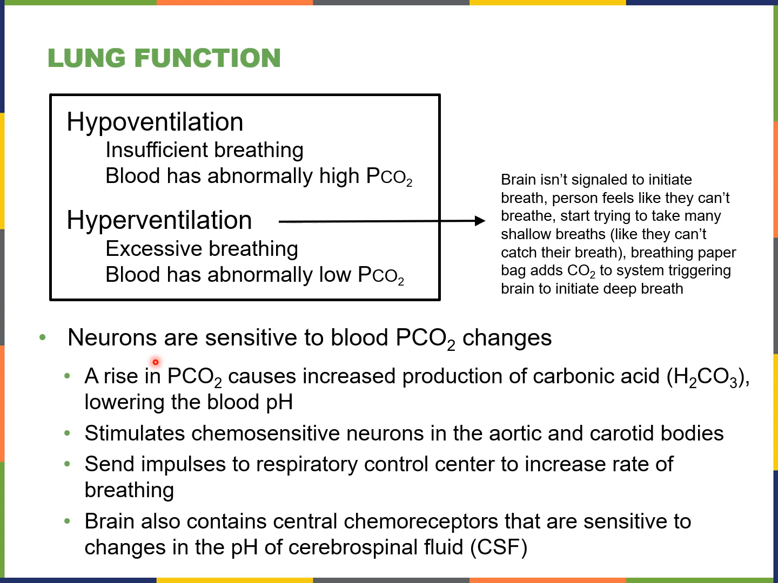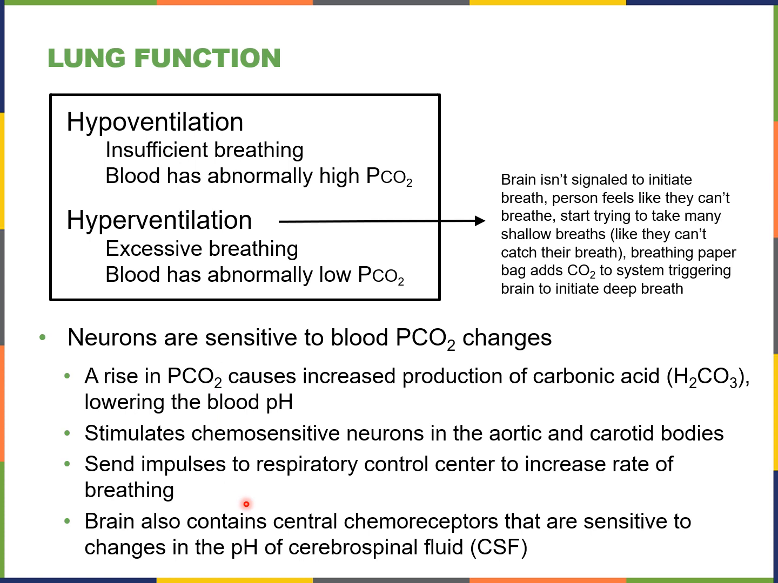Our neurons within our nervous system, which we'll be talking about in a few weeks, I think, are really sensitive to blood pressure or to CO2 partial pressure changes within the blood. So a rise will increase the production of carbonic acid, which then lowers the blood pH. So just be concerned with this: as CO2 rises in the blood, we are lowering the pH. Right? And then that's going to stimulate chemosensitive neurons within the aortic and carotid bodies. It's going to send impulses to the respiratory control center to increase the rate of breathing. So if we have too much CO2, again, we're going to be increasing the rate of breathing.